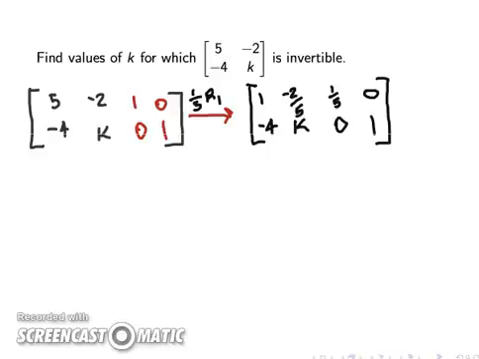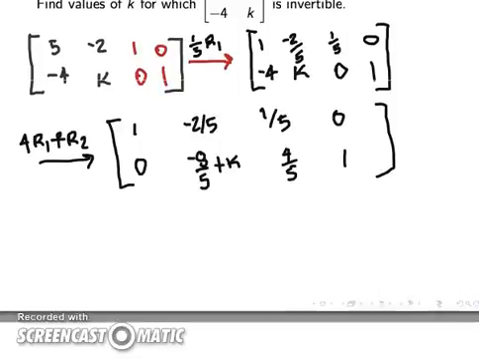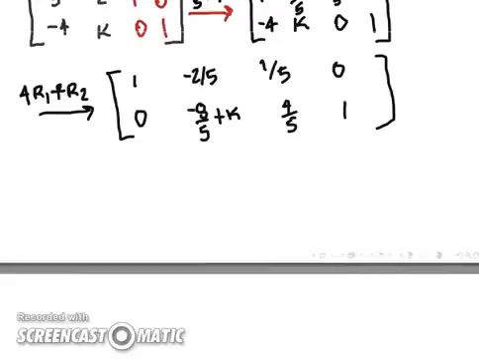Our goal would be to create a 0 on entry 2, 1. So what we do next is multiply row 1 by 4 and add that to row 2. Multiply this row by 4 and then add that new row to the second row. And that gives us a 0 on entry 2, 1. Then we end up with this expression for entry 2, 2, and in entry 2, 3 we have 4/5, and in entry 2, 4 we have a 1.